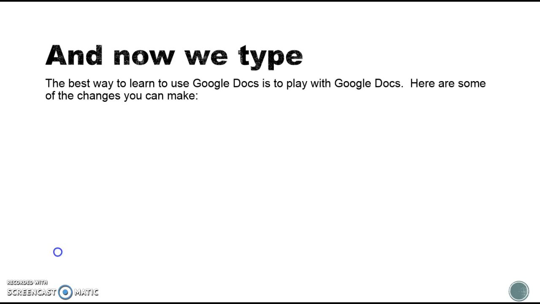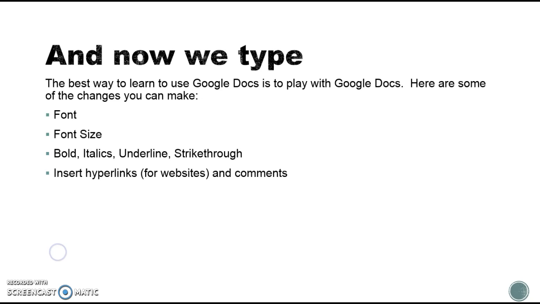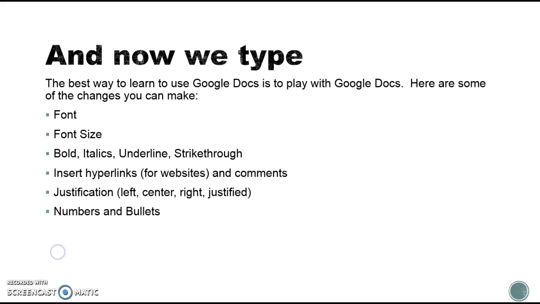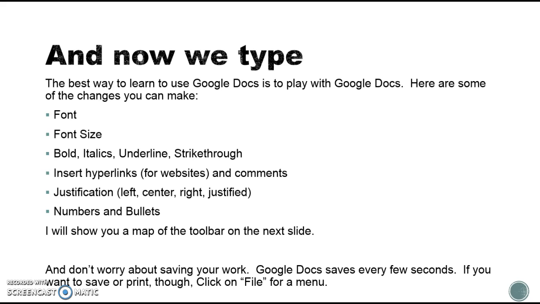Here are some of the changes you can make. Font, font size, bold, italics, underline, and strike through. Insert hyperlinks for websites and comments. Justification, numbers and bullets. I will show you a map of the toolbar on the next slide. And don't worry about saving your work. Google Docs saves every few seconds. If you want to save or print, click on File for a menu.